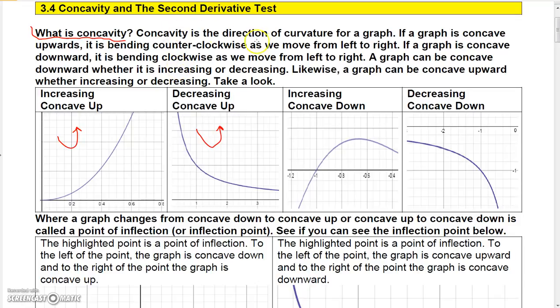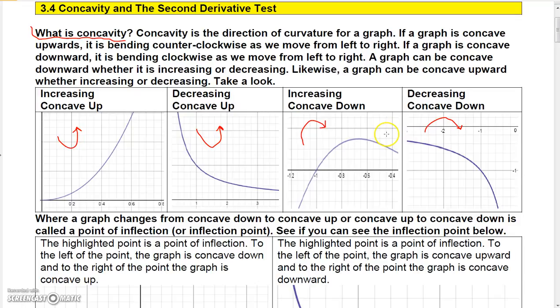So concave down actually has a clockwise bend to it. So here's a graph that's increasing, that's concave down, so it's kind of bending in a clockwise fashion. And this function is decreasing and it's concave down. I know technically this function over here is decreasing, but I was talking about this portion is increasing. So here it's increasing and concave down, and then over here it's actually decreasing and concave down.